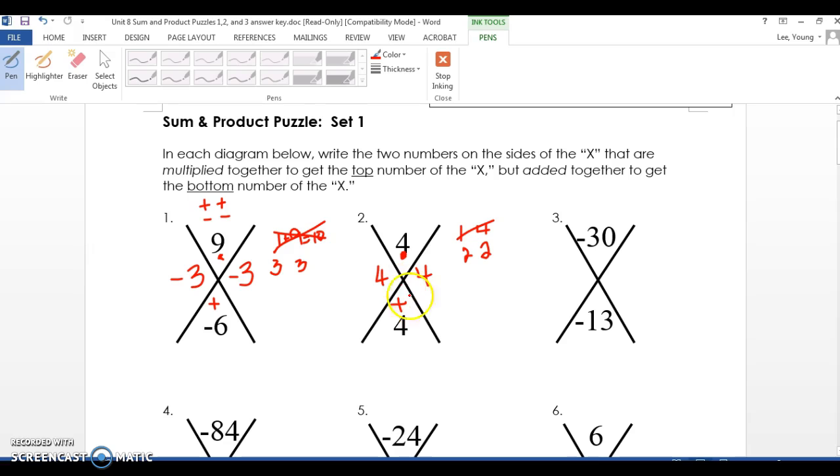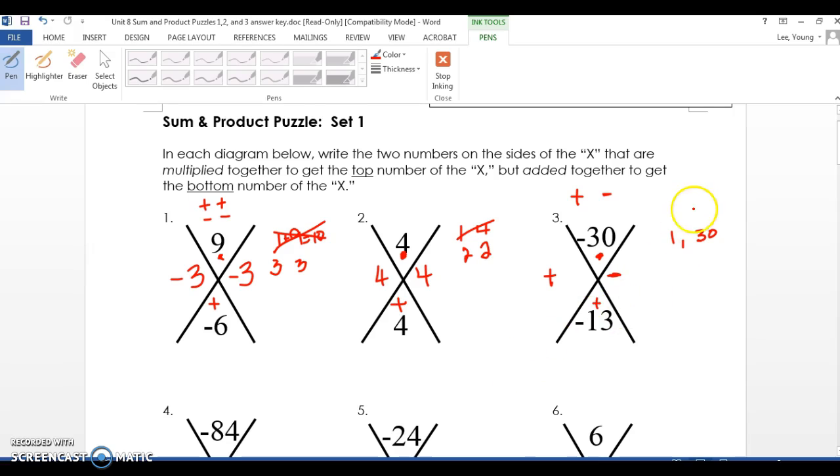Alright. How about when the top number is negative? We're trying to find two numbers that multiply to -30 and add up to -13. So we can think of all the factors of 30. So 1 and 30. When the product is negative, guys, it has to be positive times negative, correct? So one of them should be positive, the other one negative.